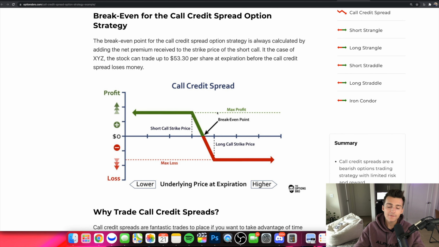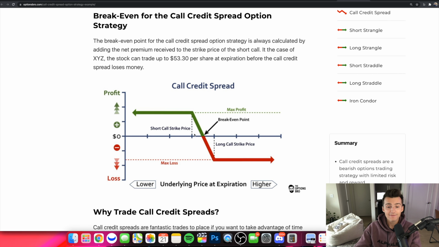And our max profit is if the stock ends up expiring, right? The expiration date hits on these options, and the stock is trading lower than the short call that we had. Why does that make sense? Well, that would mean that both of these calls would expire worthless, which would mean that what we got as a credit is our max profit.